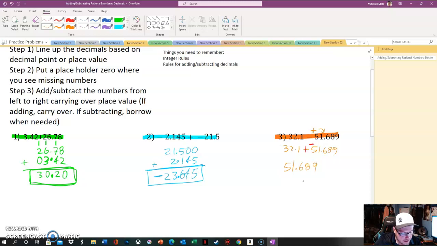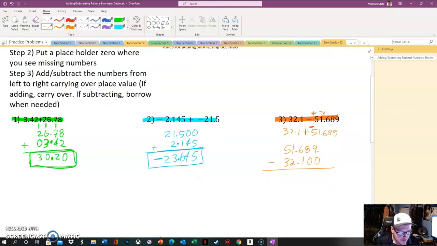51.689. And I'm going to line them up with 32.1. Then I'm going to put in my placeholder zeros. Again, that's number 2, step 2. And now I'm just going to subtract from right to left. 9 minus 0 is 9. 8 minus 0 is 8. 6 minus 1 is 5.